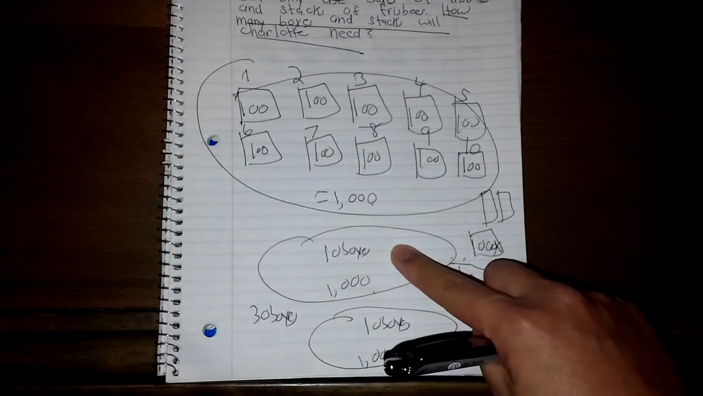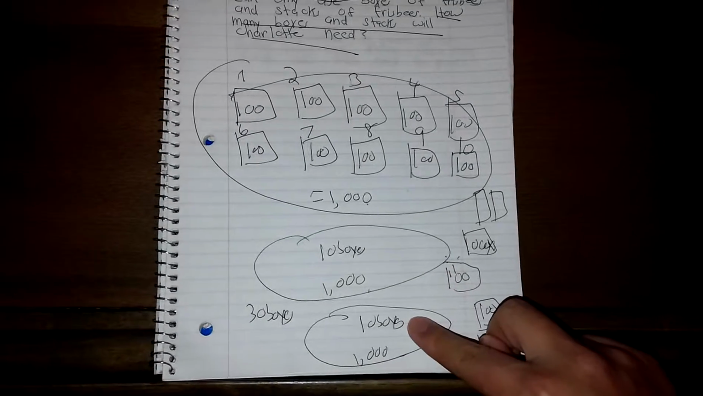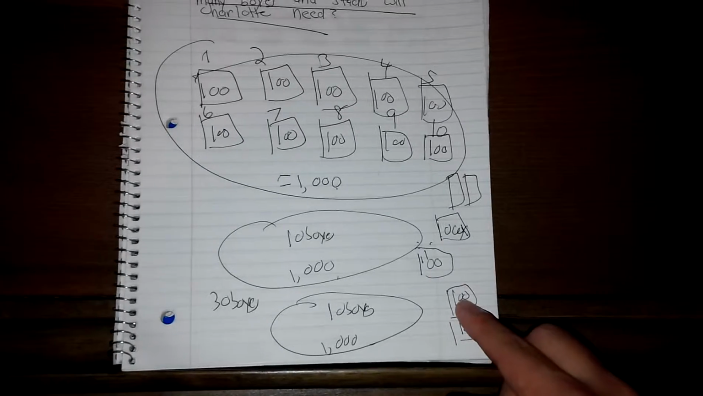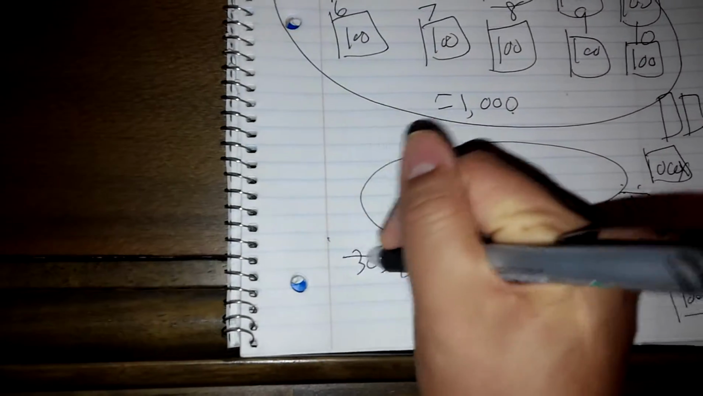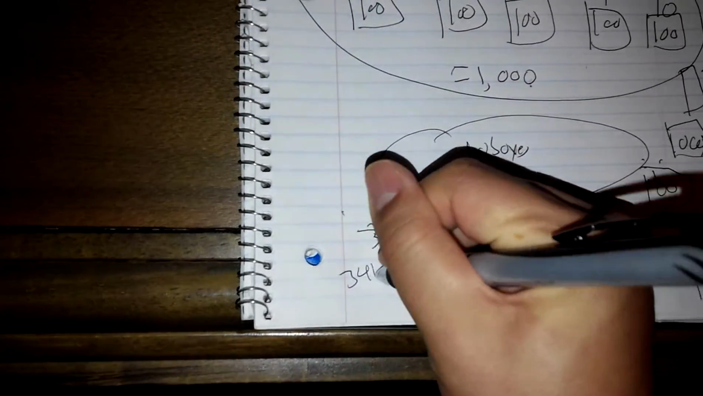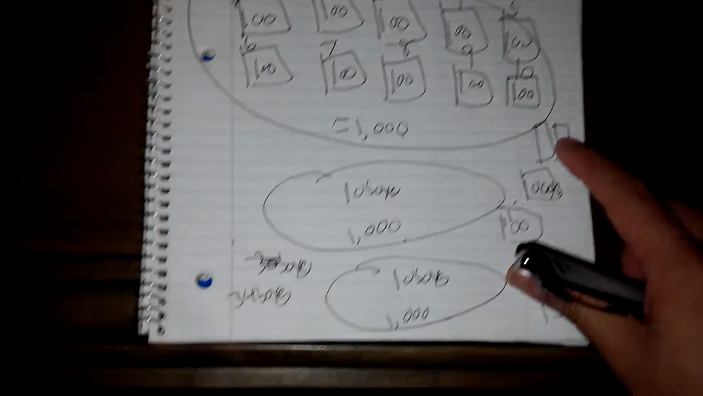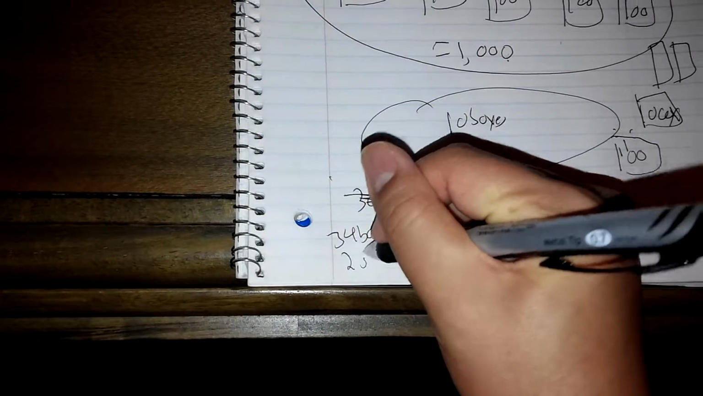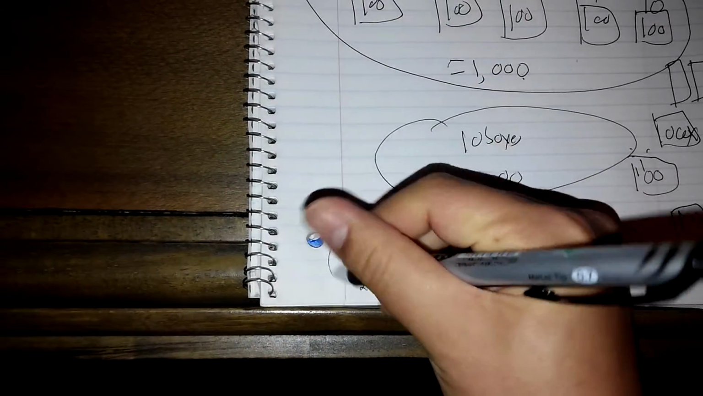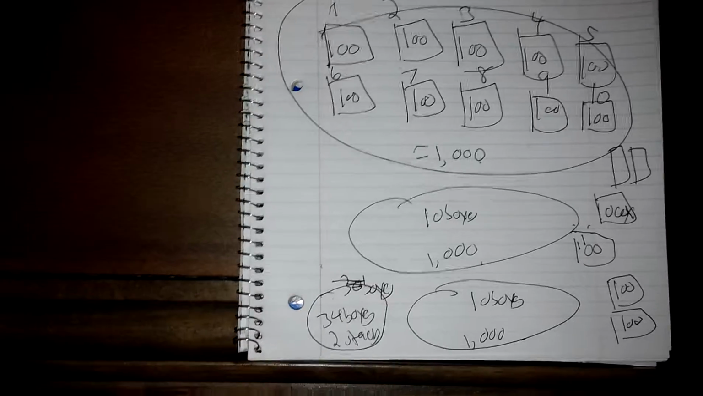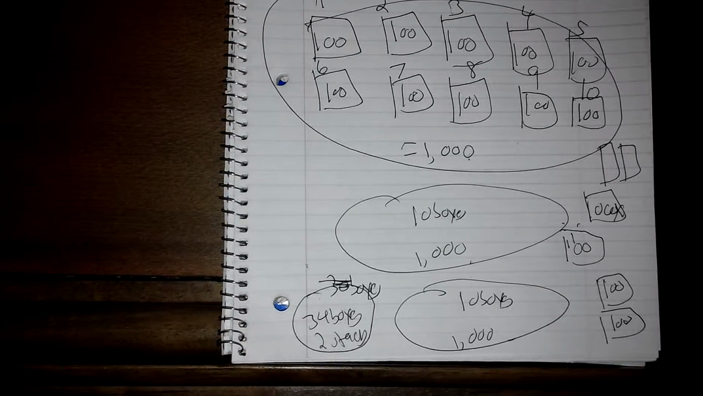10, 20, 30, 31, 32, 33, 34. So I have 34 boxes. How many stacks? 1 and 2. That's 2 stacks. So how many boxes and stacks will Charlotte need? Charlotte will need 34 boxes and 2 stacks.